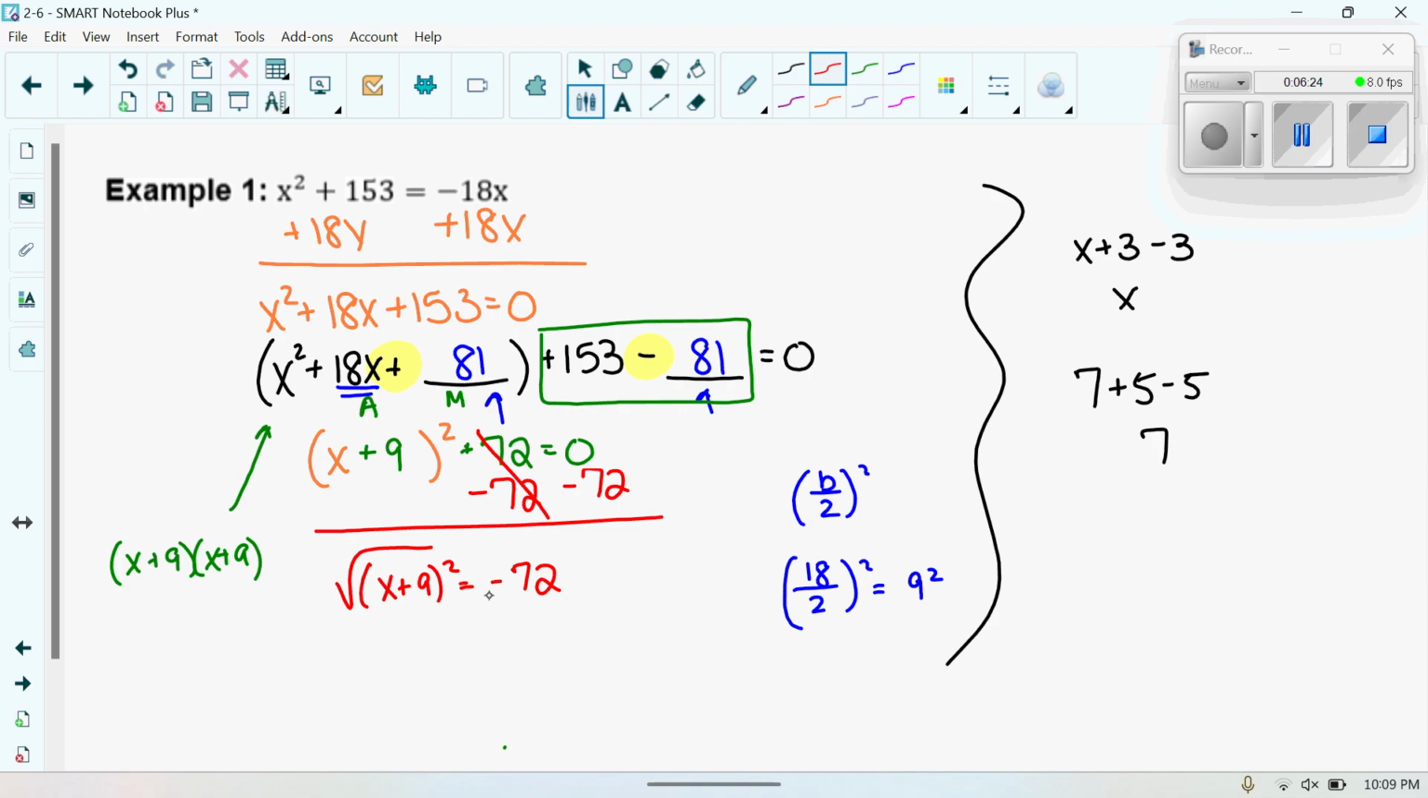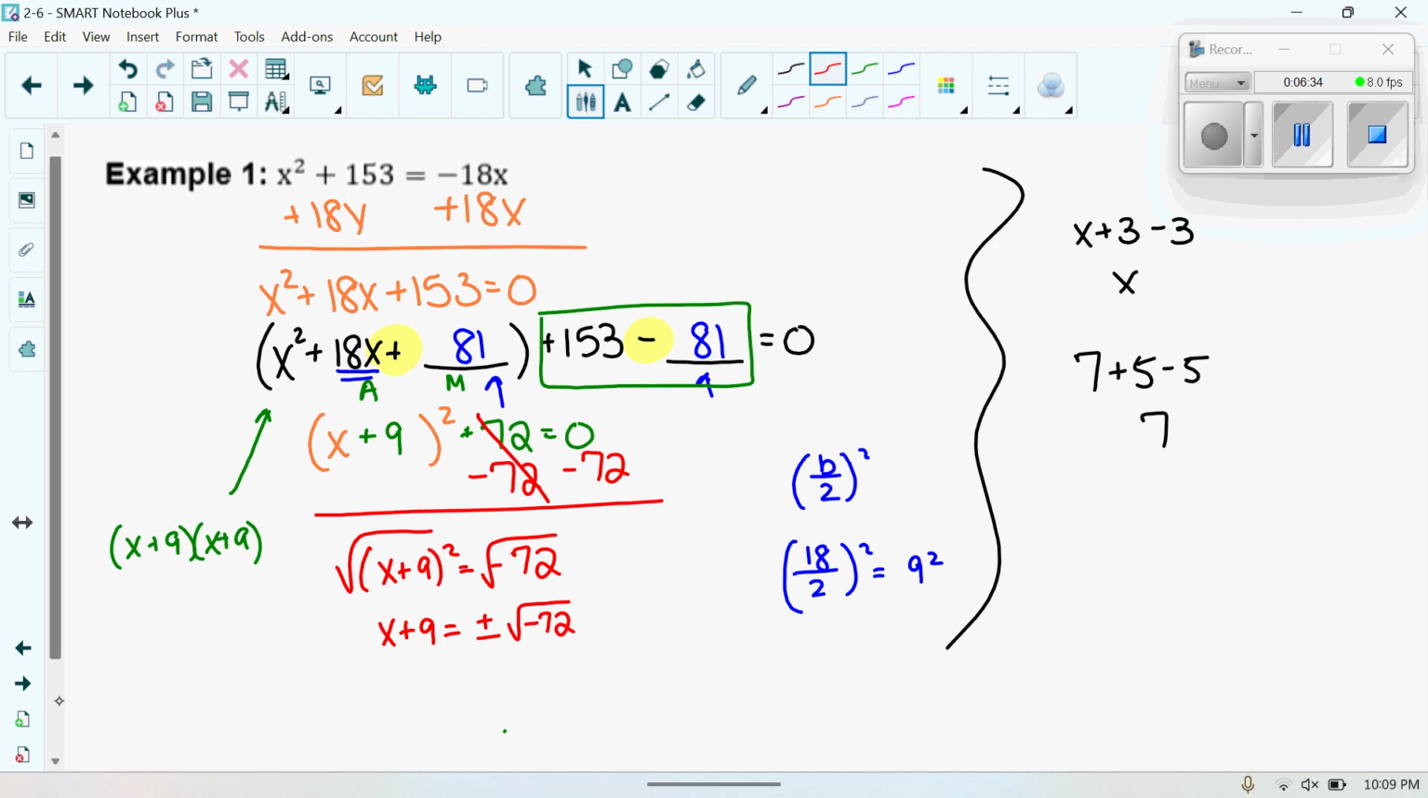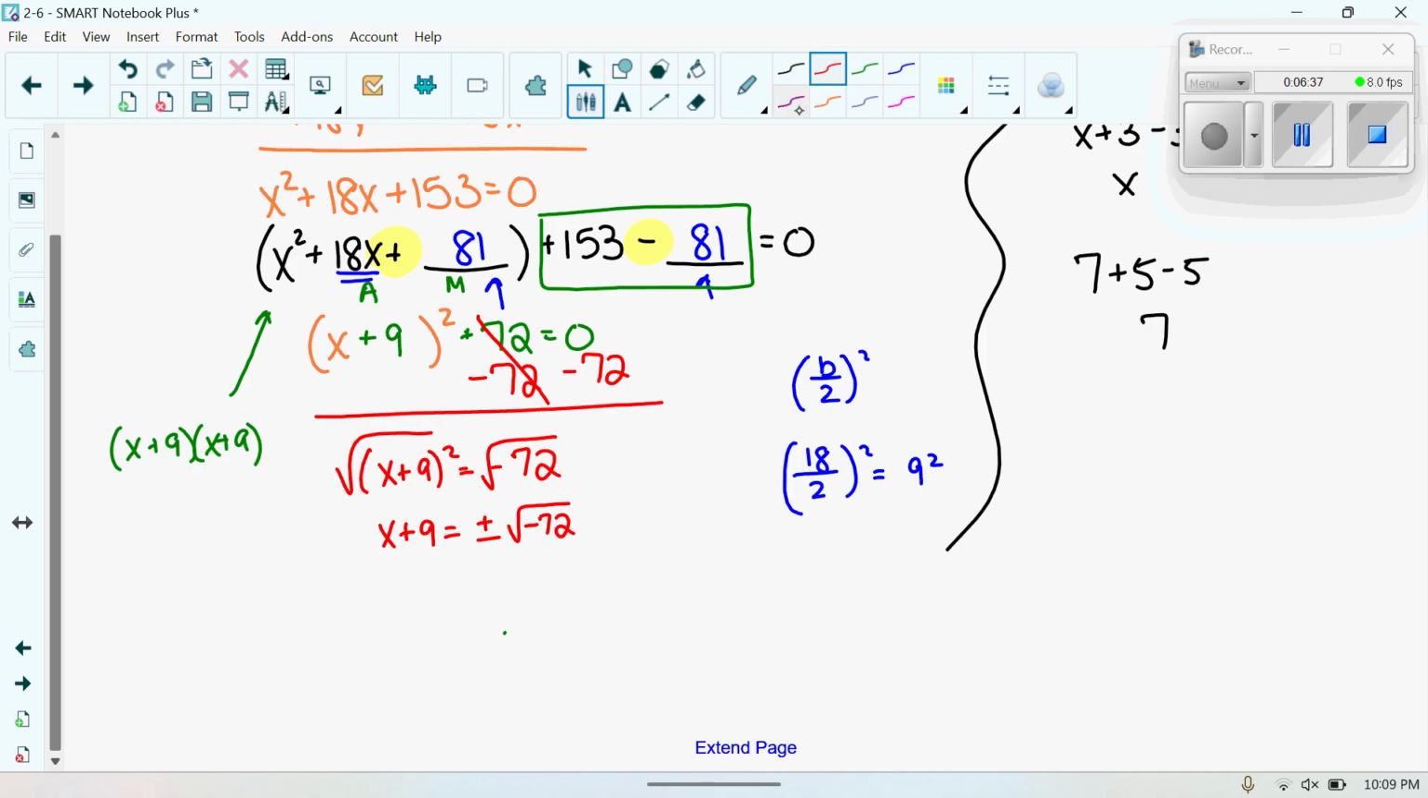I'm going to extract my square by square rooting both sides. So I get x plus 9 equals plus or minus the square root of negative 72. Remember that if I can square root it, I'm going to do that here if it's a perfect square. This one is not. I'm going to break this down. I have a negative and another one. If you need to, go to your calculator.